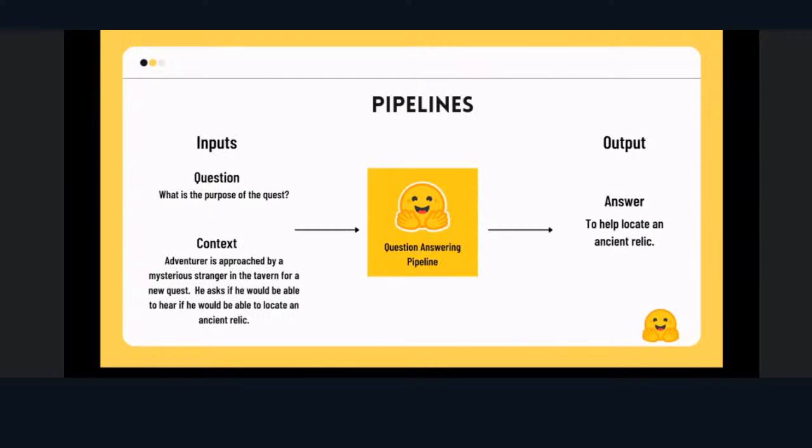For instance, in here, it says, what is the purpose of this quest? And the context, the document we want to search in, is: adventurer is approached by a mysterious stranger in the tavern for a new quest to locate an ancient relic. And the answer is: to help locate an ancient relic. And this is done with only two lines of code or something.